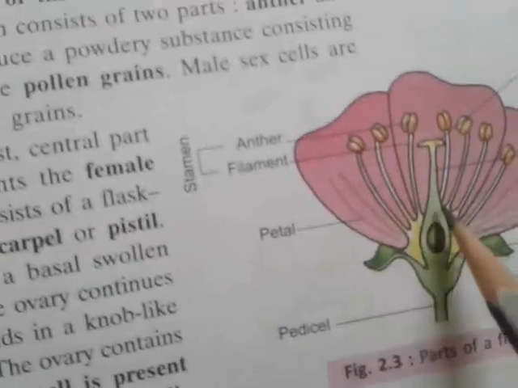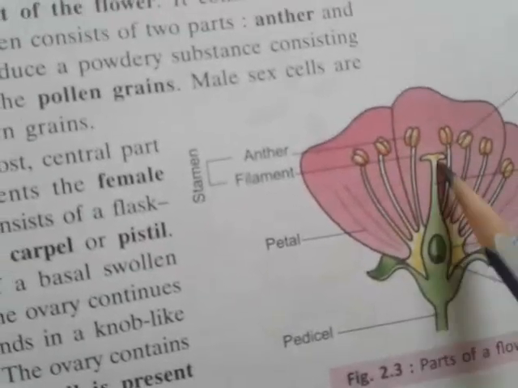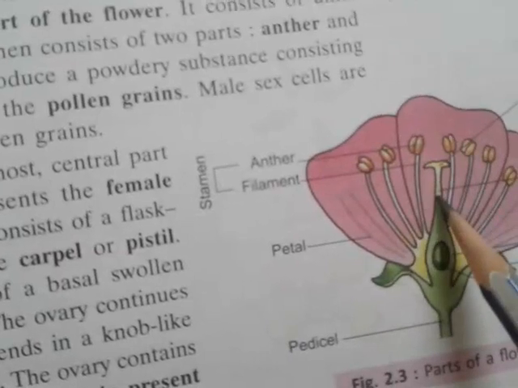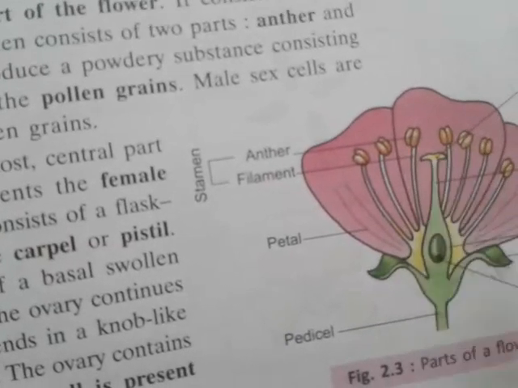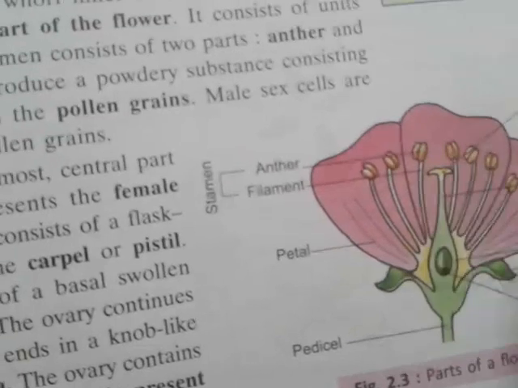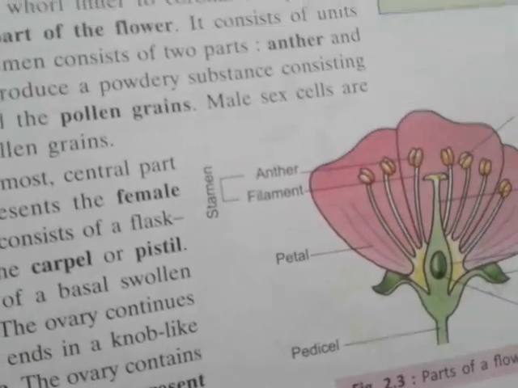So this part is your ovary, this part is your style, this part is your stigma, and this part is your ovule. The whole thing, this is the stigma, this is the style, and the ovary is called the carpel.